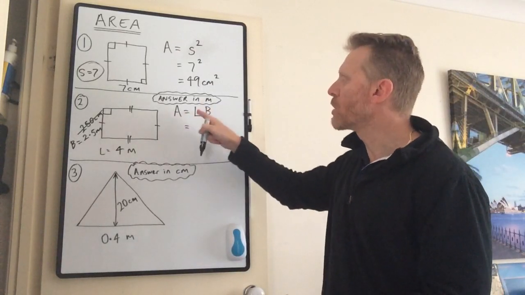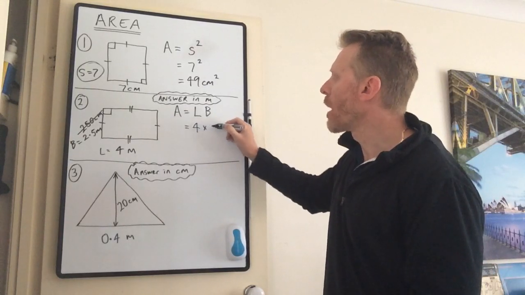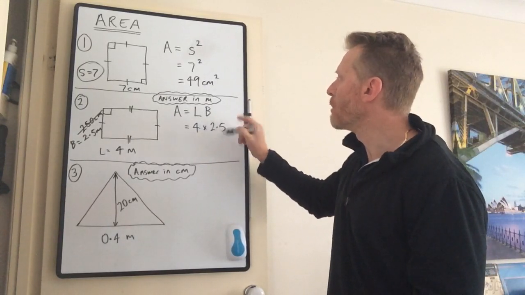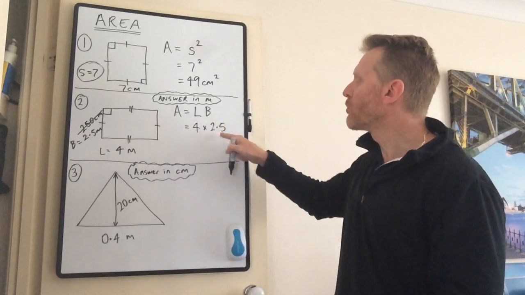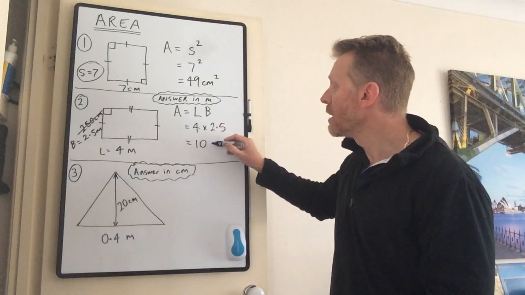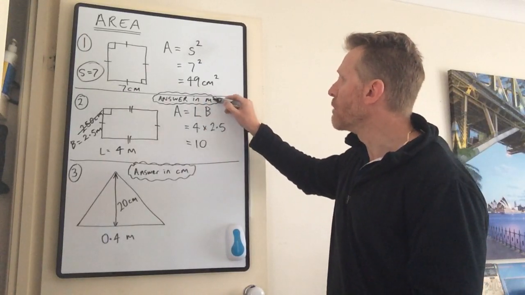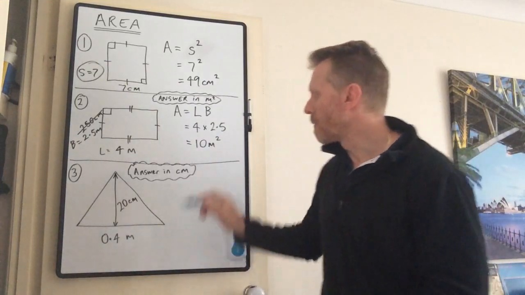So our length is 4 metres, and our breadth is 2.5 metres, so we simply substitute them into the formula, area equals length times breadth, and we've got 4 times 2.5. Remember that there's an invisible times in there because it's algebra. 4 times 2.5, and you get your calculator out, that turns out to be 10. Now it said answer in metres, it should say metres squared. Answer in metres squared, there's your answer.